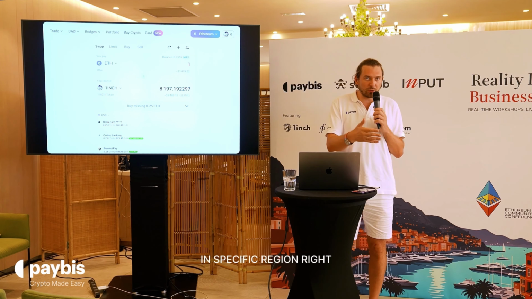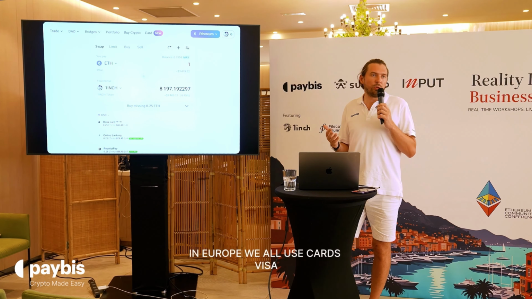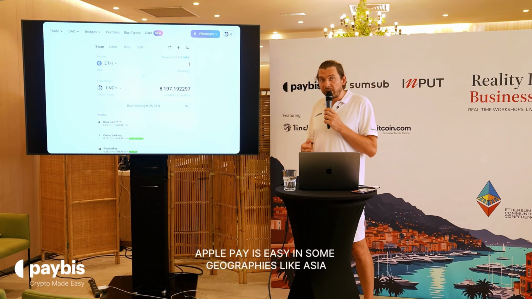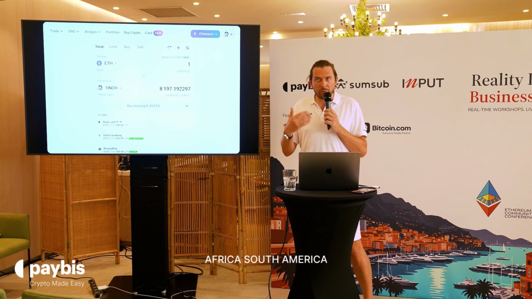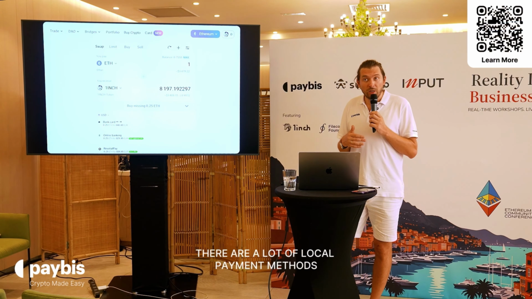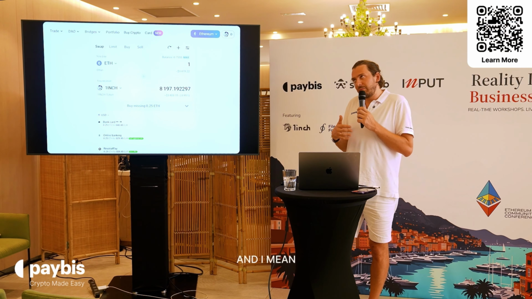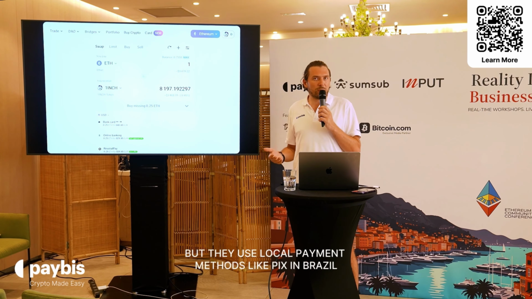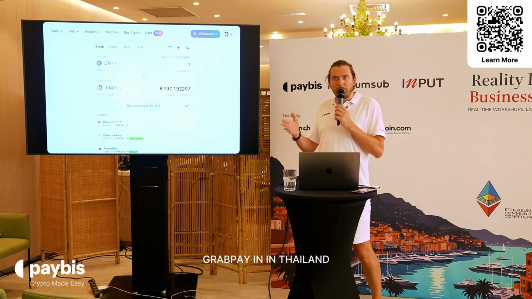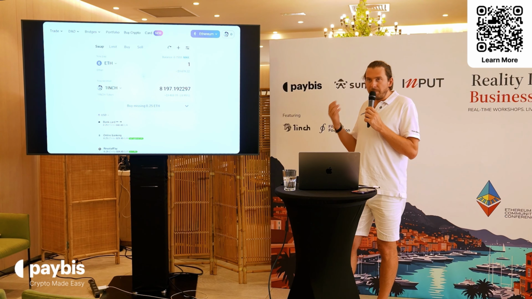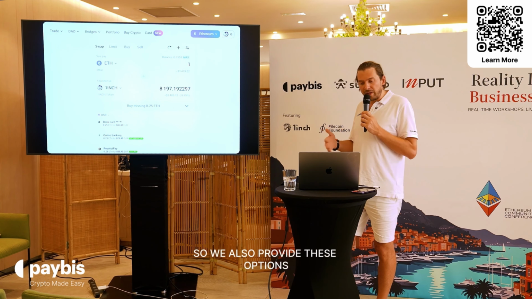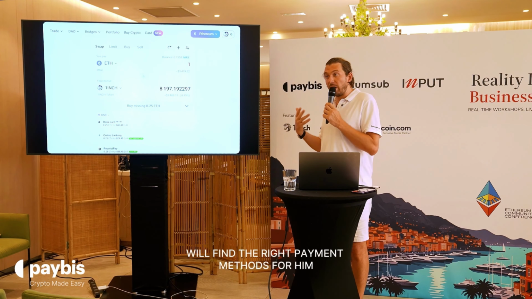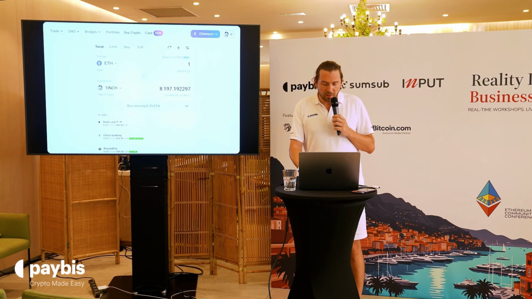for a specific fiat currency in a specific region, right? Because we all know that in Europe, we all use cards: Visa, MasterCard, Apple Pay is easy. In some geographies like Asia, Africa, South America, there are a lot of local payment methods which people actually prefer. There are a lot of unbanked people, not without Visa or MasterCards, but they use local payment methods like Pix in Brazil, GrabPay in Thailand, M-Pesa in Africa, right? So we also provide these options. It means that every person around the world will find the right payment method for him.